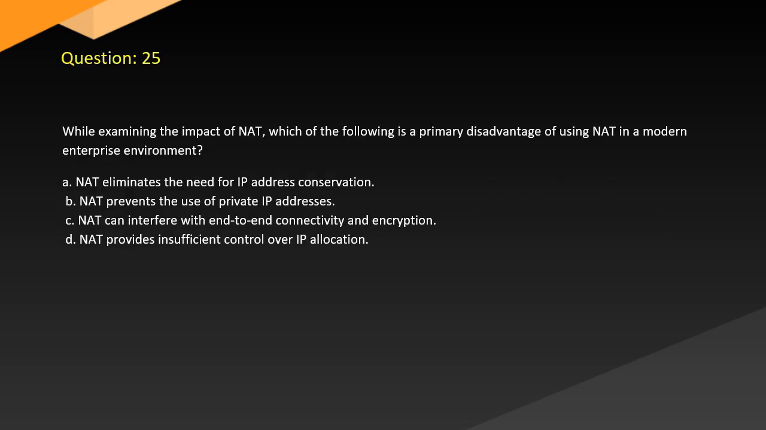Question 25. While examining the impact of NAT, which of the following is a primary disadvantage of using NAT in a modern enterprise environment? A. NAT eliminates the need for IP address conservation. B. NAT prevents the use of private IP addresses. C. NAT can interfere with end-to-end connectivity and encryption. D. NAT provides insufficient control over IP allocation.